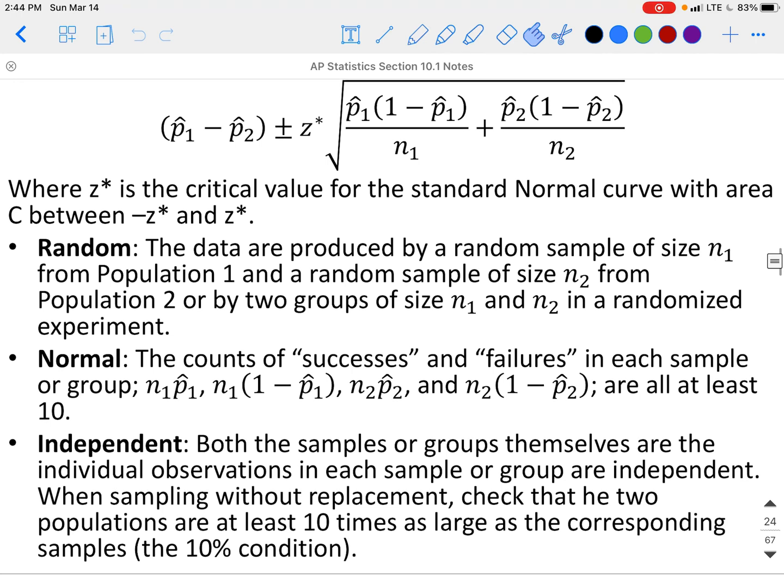Remember to check the normal condition. This means the number of successes and failures for each group must be at least 10. The independent condition must also be met, so both samples or groups consist of individual observations, and each sample or group is independent. When sampling without replacement, check that the two populations are at least 10 times as large as the corresponding samples, or check the 10% condition.